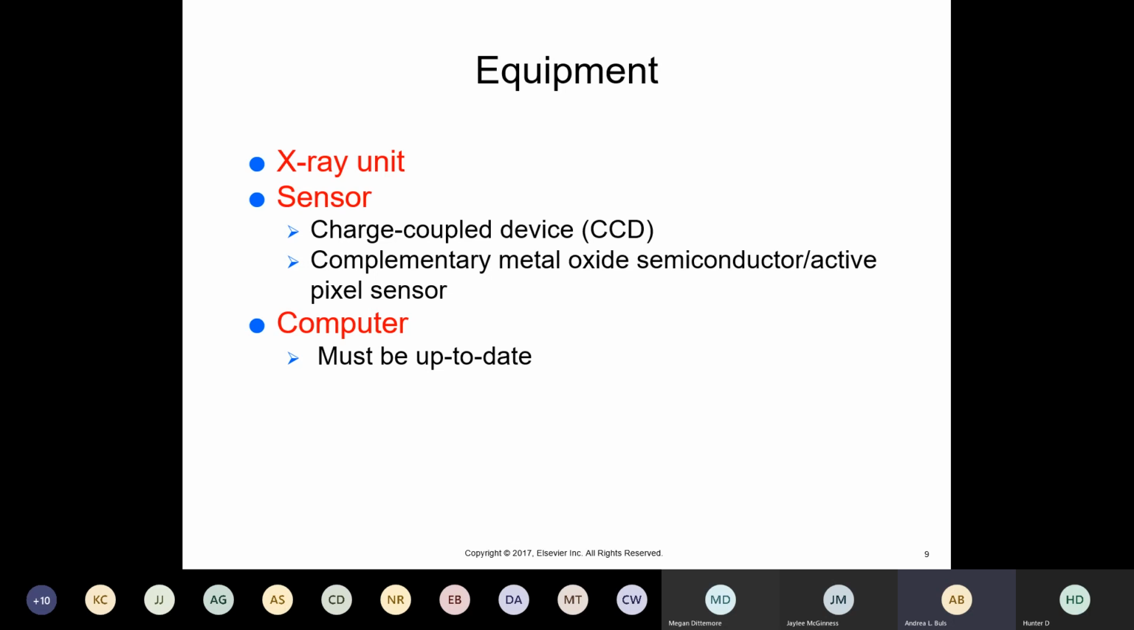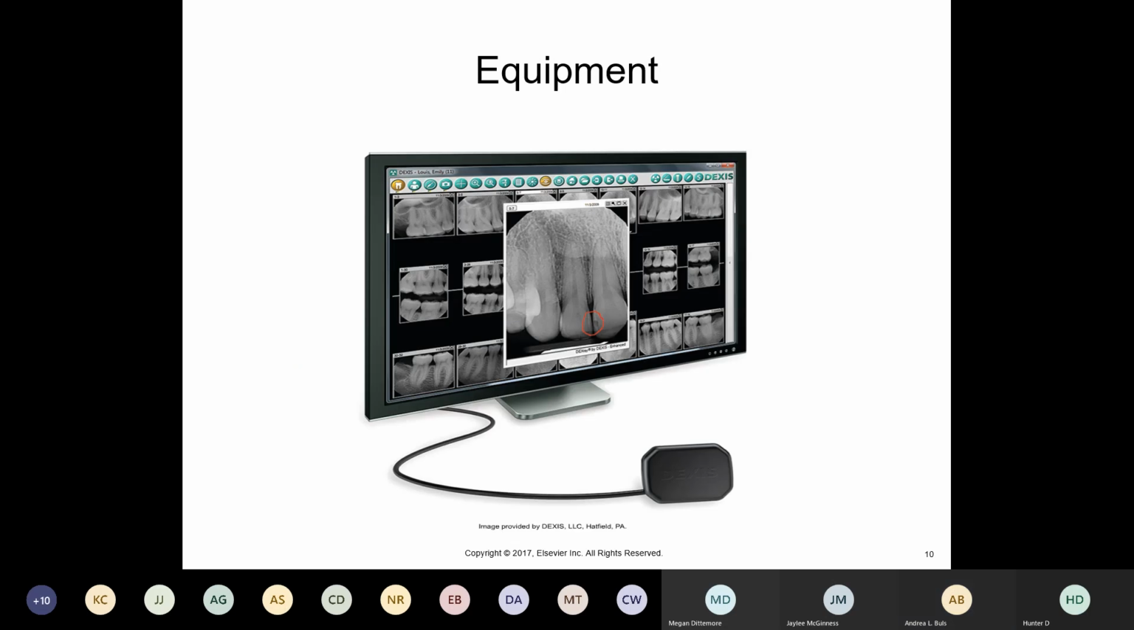The different types of sensors are the charged coupled device or the complementary metal oxide semiconductor. We use a CCD in our clinic. And this is just all of the equipment. There's your computer screen and there's your sensor. That's basically our equipment that we have in our clinic.